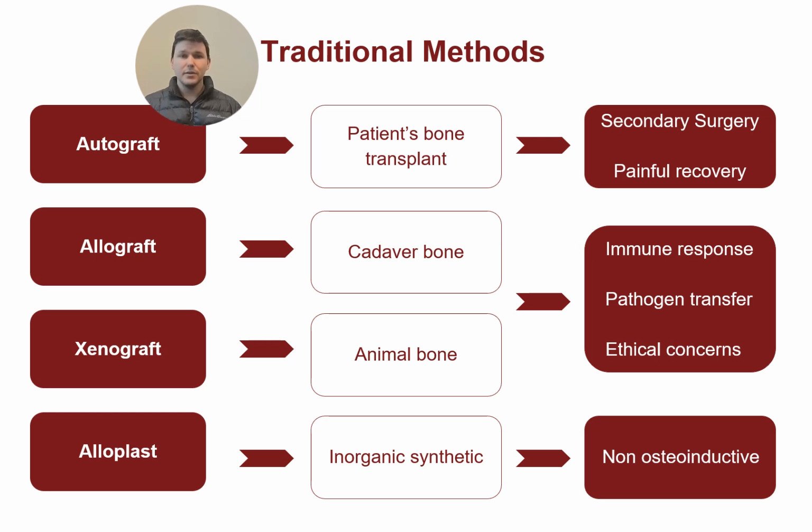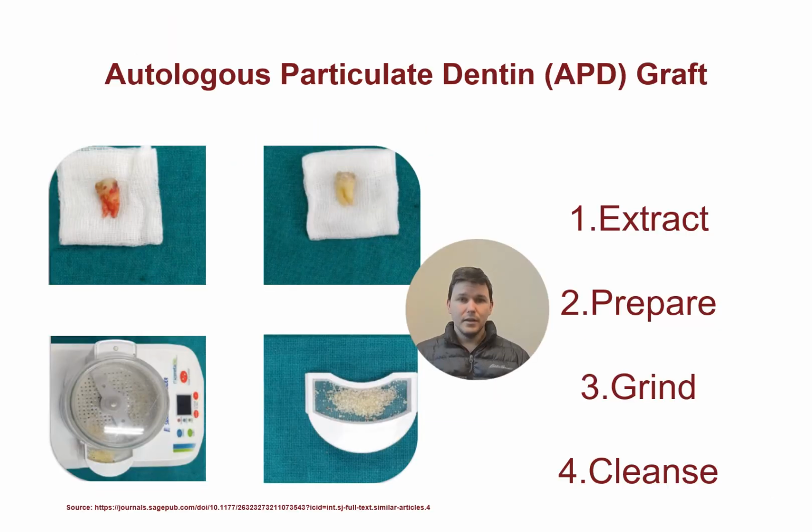Alloplasts or synthetic materials do not have these drawbacks, but lack osteoinductive properties of the other graft materials because they do not contain necessary proteins or growth factors. This creates a need for an alternative material with excellent clinical results and without the drawbacks of other traditional methods. Autologous particulate dentin grafts may meet that need, all while being a more economic choice.